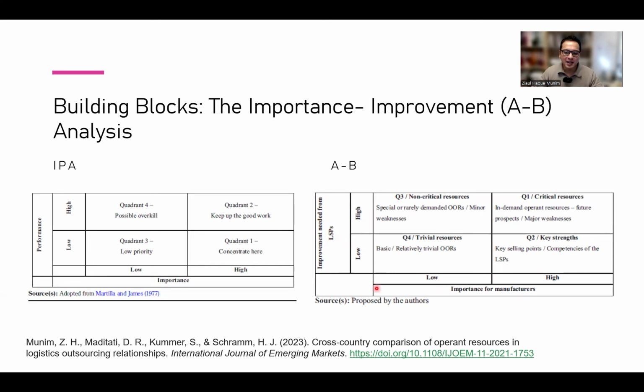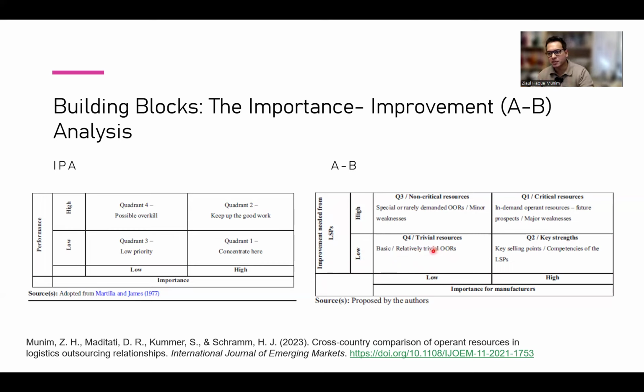For now, we can just think about the level of importance and the level of improvement needed on some of the factors. So logically, if your importance level is low and your improvement required is also low, then it falls here. It becomes the trivial resources, or relatively basic resources here.